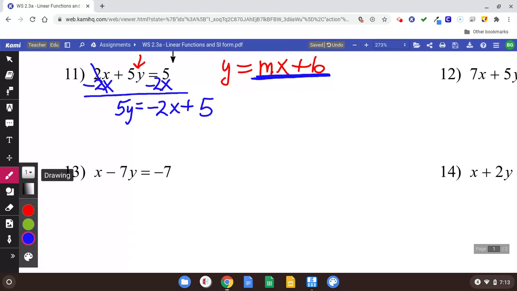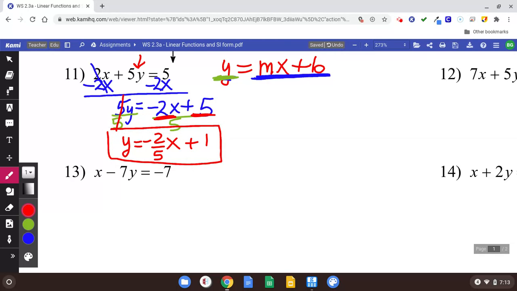We still want to isolate the y because that's what we have here. That's what we want. We want y by itself in order to look like what we've got. So I'm going to divide both sides by 5, or divide everything by 5. And think of it as distributive property if you want to. I'm going to cancel this and get y equals. And then right here, I've got -2/5 because I have to divide that by 5. And then I also have to divide this by 5. 5 divided by 5 is 1, so I've got y equals -2/5 x plus 1. There's your mx plus b form. That's slope-intercept form.